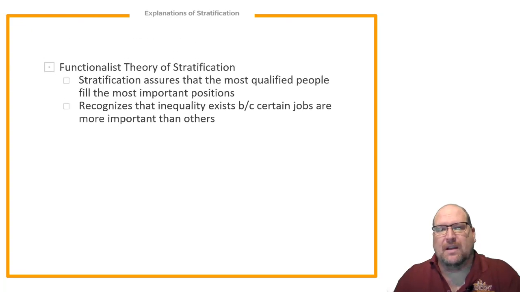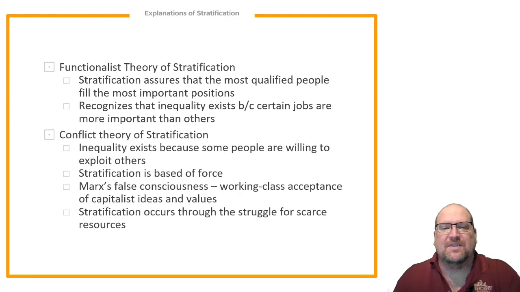Here are a couple more notes you can get down, and this is just the written portion if you want to get it in words. Functionalist theory says that stratification assures that the most qualified people fill the most important positions. It recognizes that inequality exists because certain jobs are more important than other jobs. Conflict theory looks at the inequity existing because some people are willing to exploit others. They're willing to take advantage of others, the rich willing to take advantage of the poor. Stratification is based off of force or power.